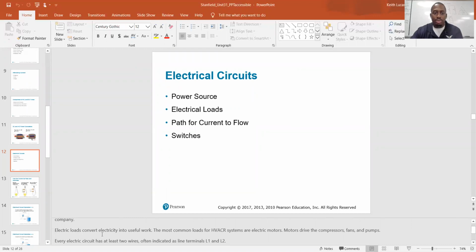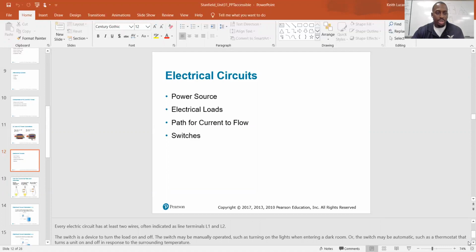Electric loads convert electricity into useful work. The most common loads for HVAC systems are electric motors. Motors drive the compressors, fans, and pumps. So the load is the part that uses the electricity to do work. In your house, the load would be, I don't know, light bulbs or your TV, whatever's actually using the energy.